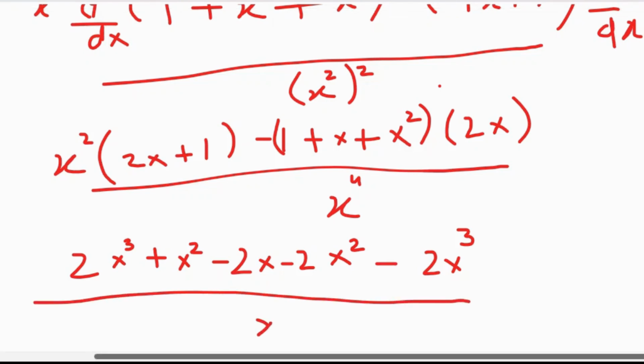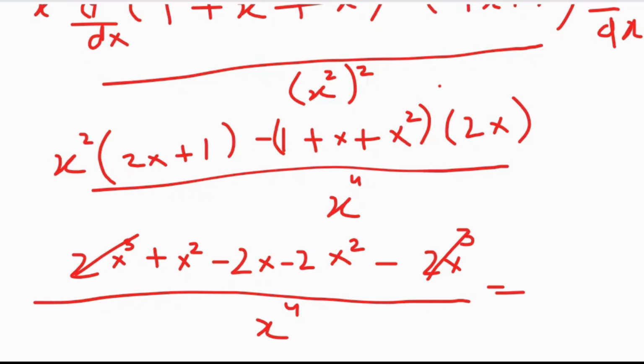And in the bottom we have it. So this got out with this. What we are ending up with is minus 2x squared plus 2. So let's see what we are going to get in the end.